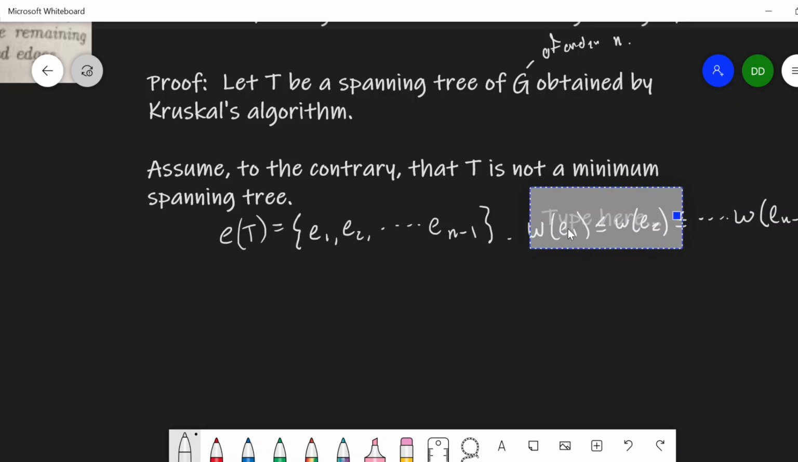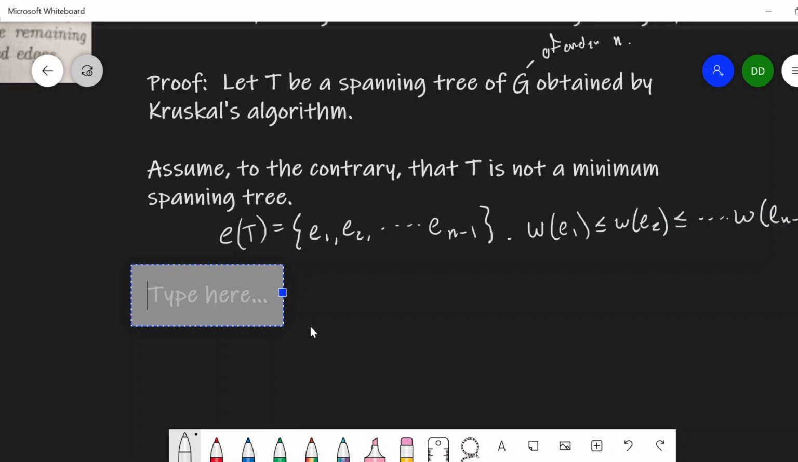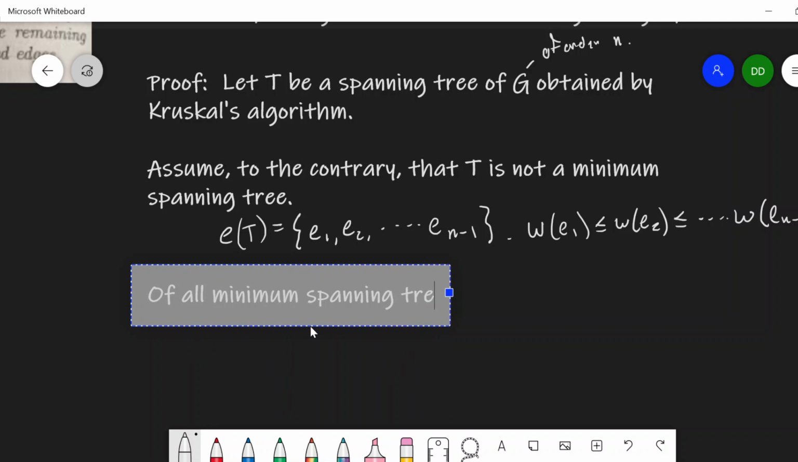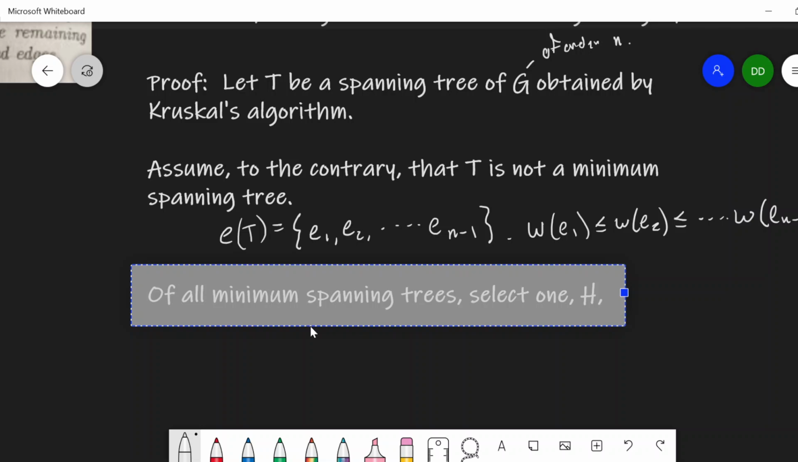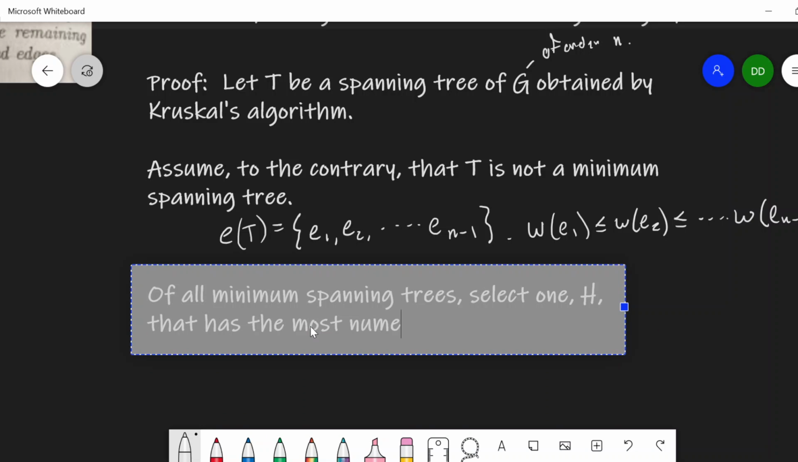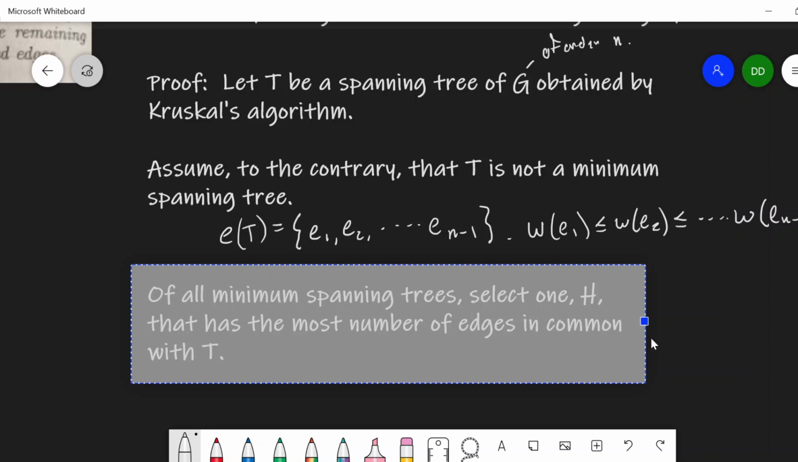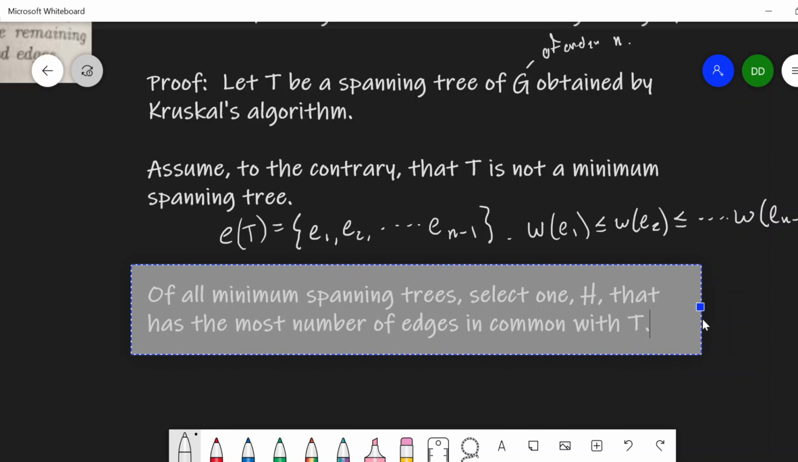So it means there must be a minimum spanning tree sitting out there, right? There has to be some minimum spanning tree. So of all those minimum spanning trees that aren't T, select one, let's call it H, that has the most number of edges in common with T. So let's find essentially the closest one to T in terms of the number of edges it has in common with T.